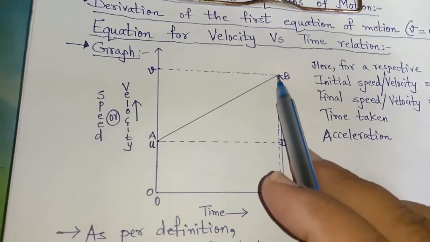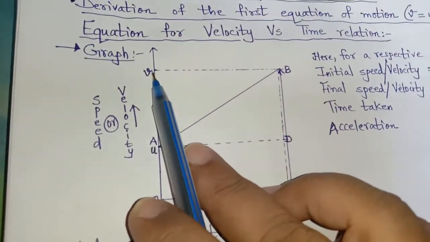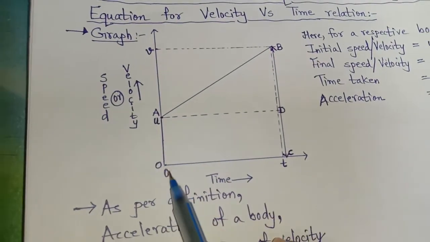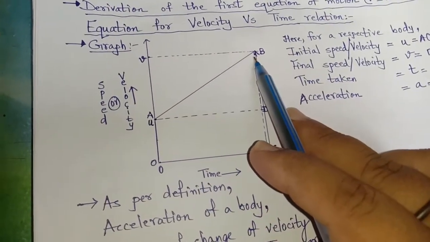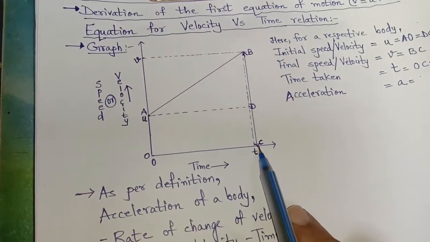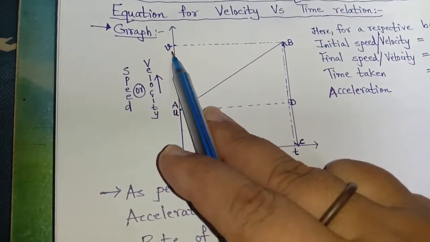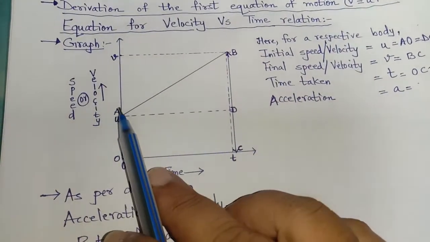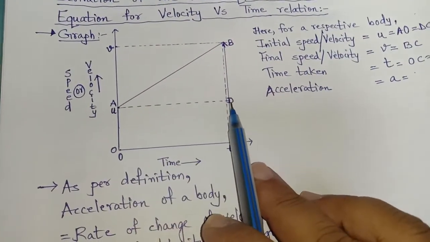If I extrapolate this final position towards the y-axis, because in the graph we have only two dimensions, one is the y-axis and the second is the x-axis, so we need to show these changes on the respective axes. Here the time has finally reached this point on the x-axis, and this final velocity is shown here on the y-axis. From this, what can we make out? This is O, point A, B, C, and extrapolating this, it is D.